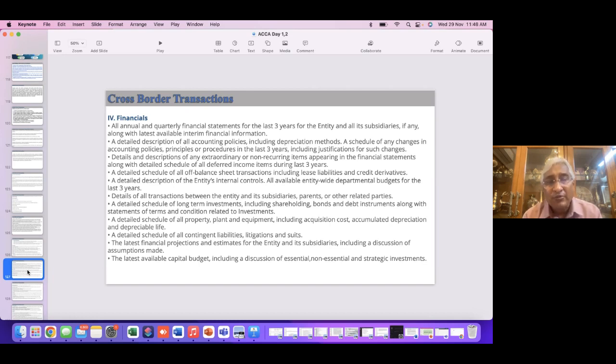A detailed schedule of long-term investments, including shareholding, bonds, and debt instruments, along with statements of terms and conditions related to investments. A detailed schedule of all property, plant, and equipment, PPE, including acquisition cost, accumulated depreciation, and depreciable life. So suppose you are buying a second-hand machine from one country, and the price you are paying is equivalent to maybe a first-hand machine. Then you have to justify why this acquisition cost is so high.